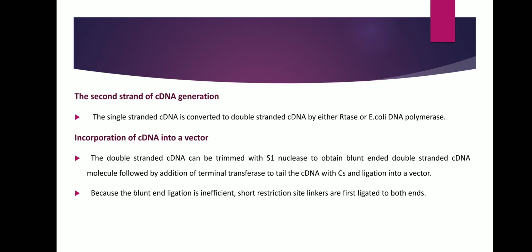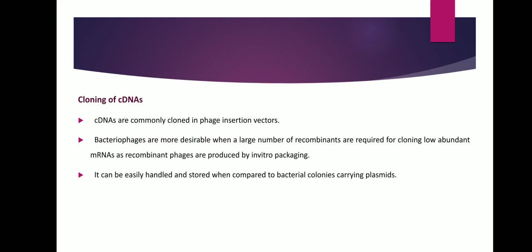Incorporation of cDNA into a vector. Double-stranded cDNA can be trimmed with S1 nuclease to obtain a blunt-ended double-stranded cDNA molecule, followed by addition of terminal transferase to tail the cDNA with C's and ligation into a vector. Because this blunt-end ligation is inefficient, short restriction site linkers are first ligated to both ends.